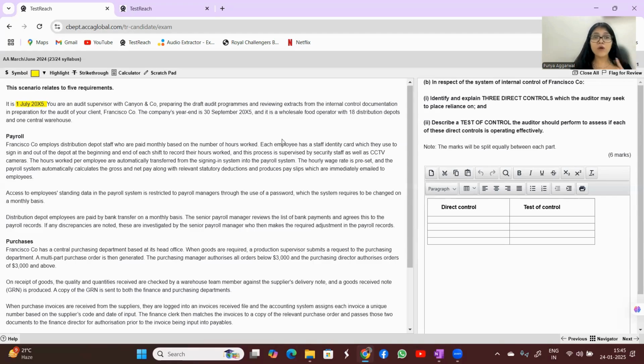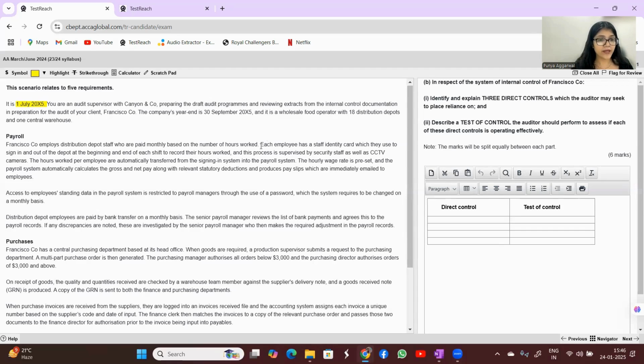Now see guys, this is a little tricky over here. Sometimes a single statement can be a deficiency and can be a control. So we need to read the entire statement very, very carefully. I'll give you an example over here.